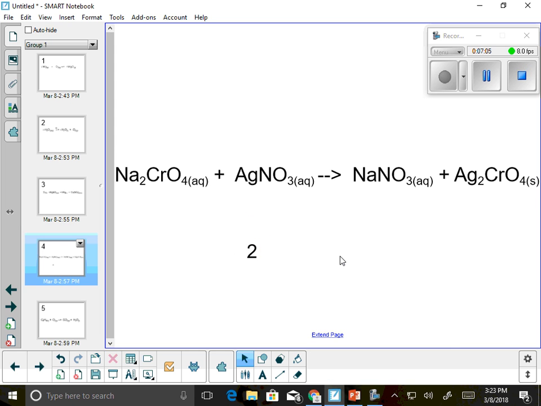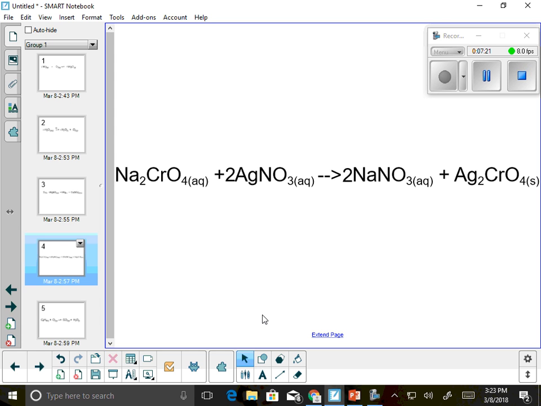I do have to balance this out, however. Notice that there's two silvers here. I'm going to put two silvers there. Now I have two nitrates, two sodiums. This equation is now balanced.